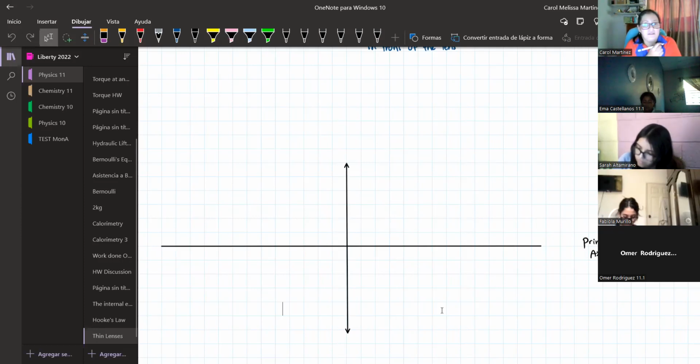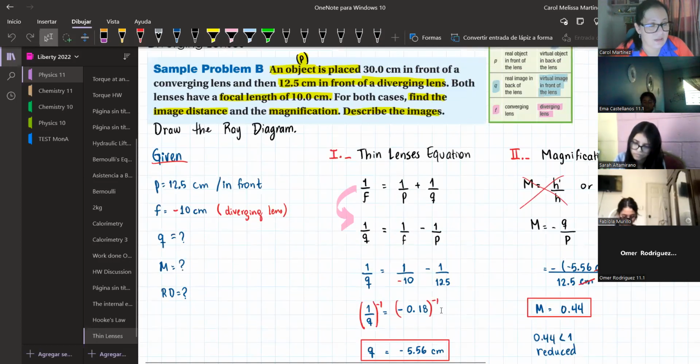Now, to sketch, I need to know the size of the object. As you can see here, it's not given, okay? So I'm going to use a size, whatever size, okay?